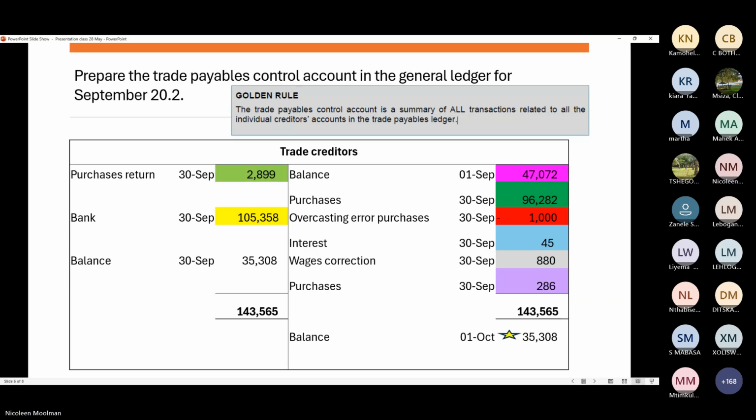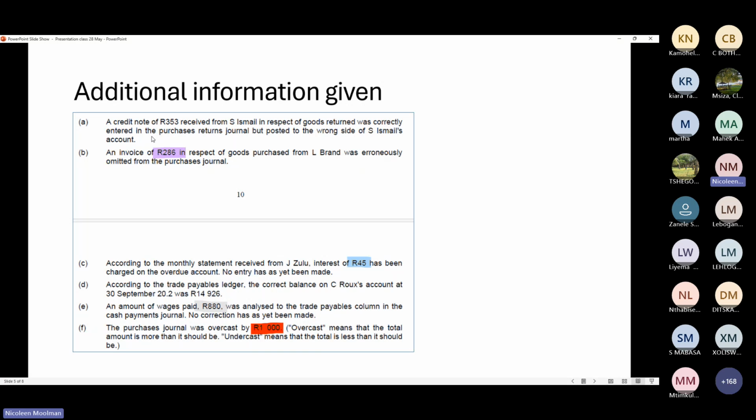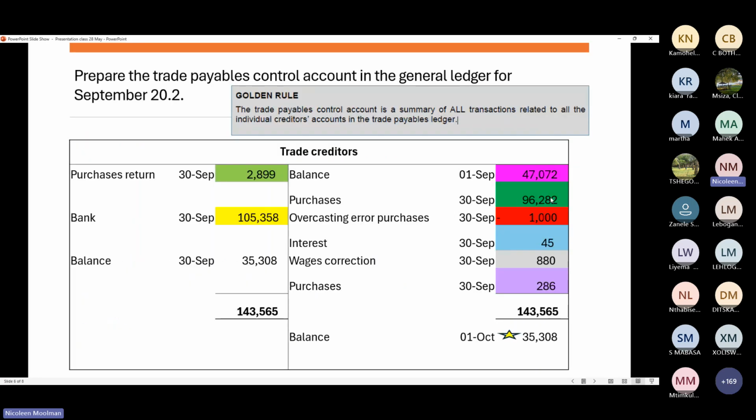Then the purchases of 286 was also in the additional information given. An invoice of 286 in respect of goods purchased from Albrandt was honestly omitted from the purchase journal. So this means that our purchases is too low, the dark green number. We need to still add that into the trade creditors number. So therefore, I credit trade creditors by increasing the liability.